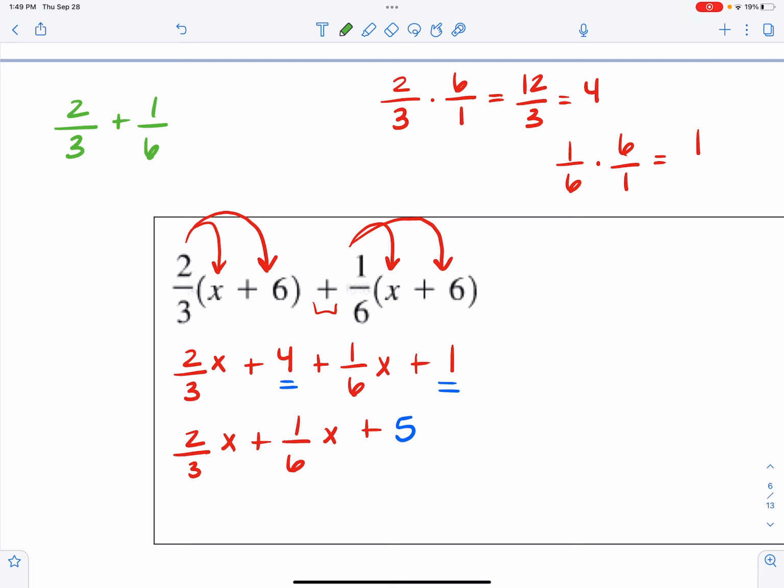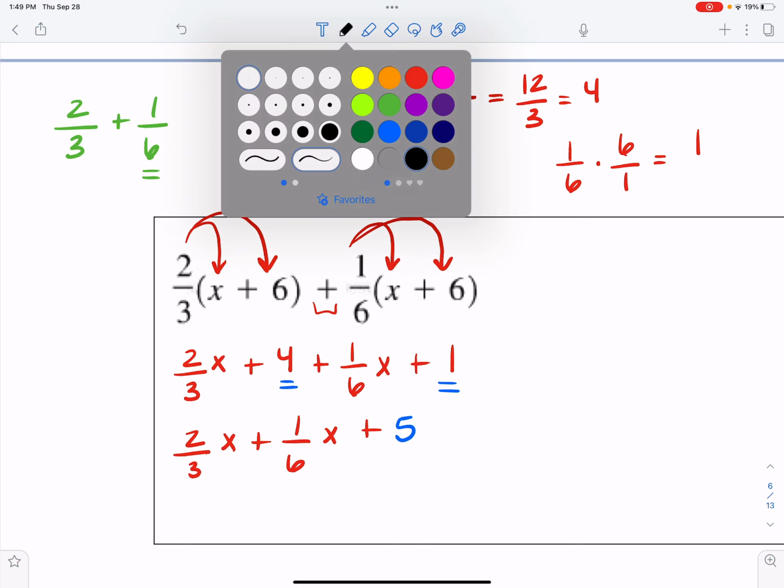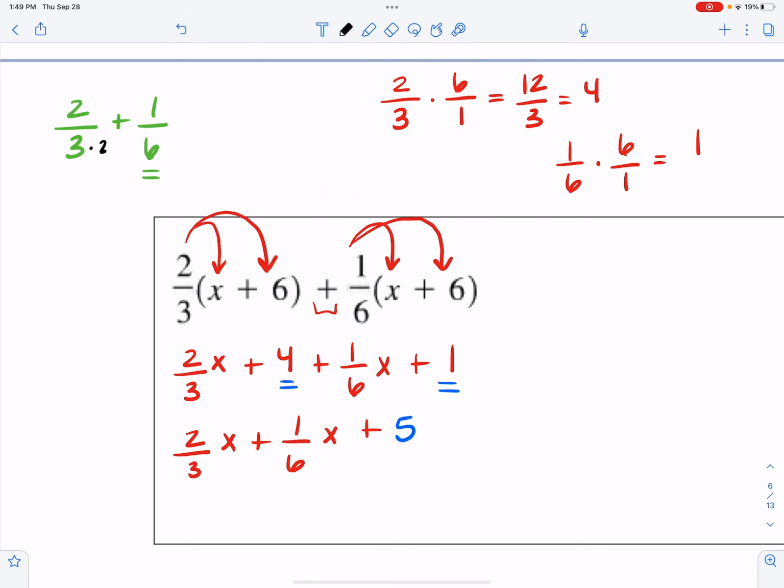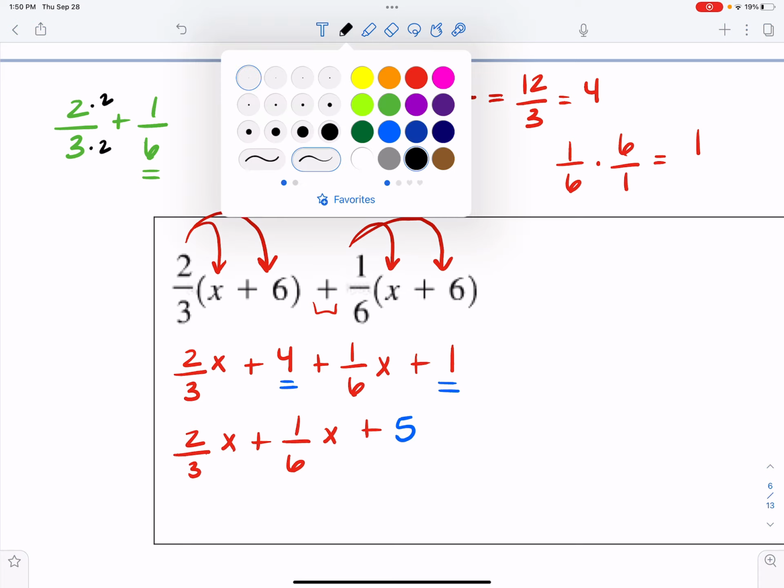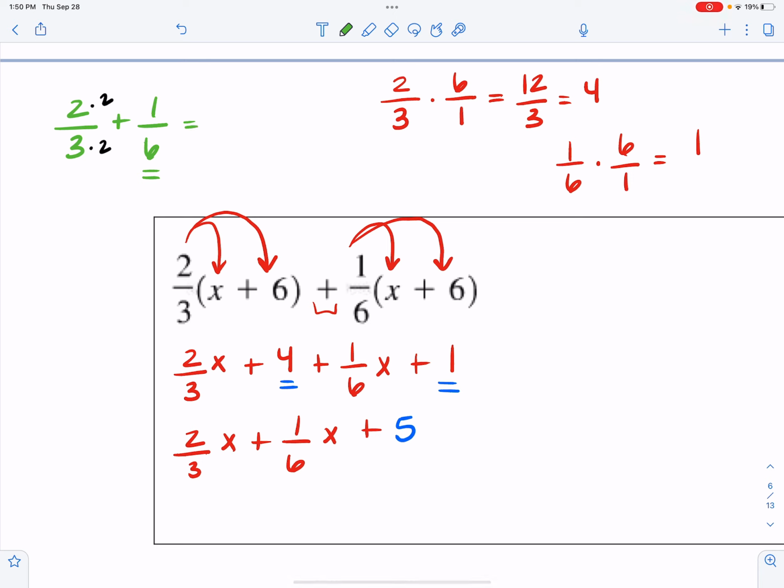So for 3 and 6, the common denominator would be 6. Okay, so I'm going to leave that one like it is. And I'm going to change this one to a denominator of 6. Now the way I do that is I multiply it by 2. And whatever I do to the bottom, I've also got to do to the top. All right, so 2/3 becomes 4/6. Right, the other one already had a denominator of 6.